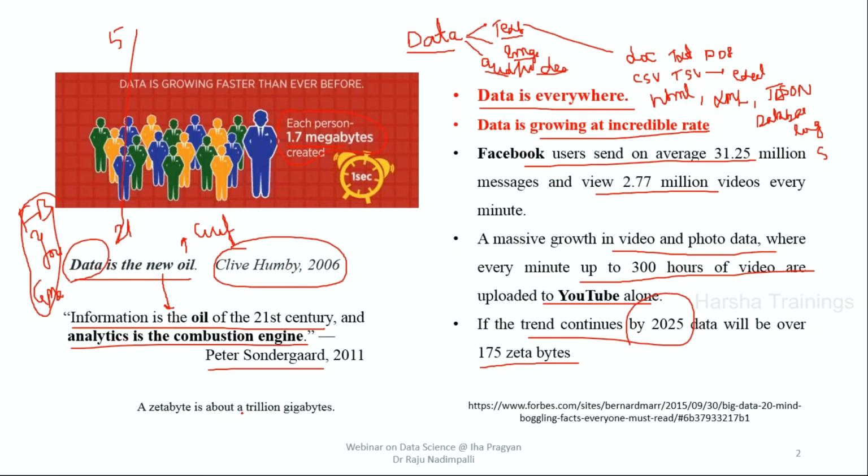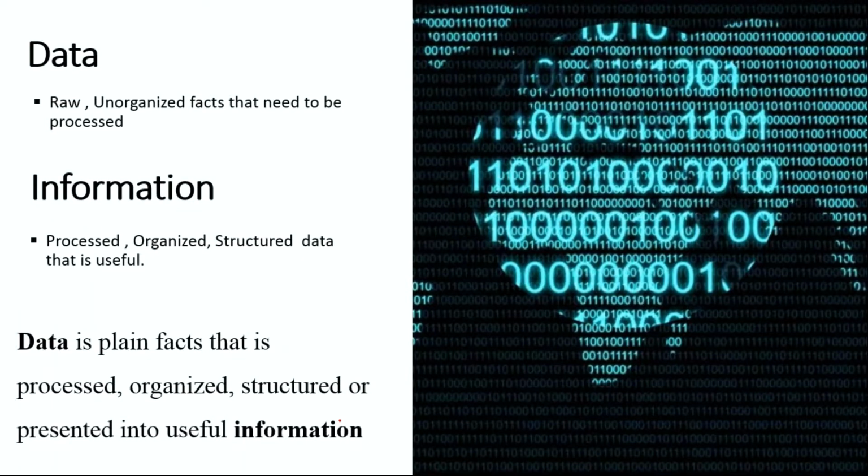Now, what is 1 zettabyte? 1 zettabyte is equal to a trillion gigabytes. This is what happens with data in 2 minutes. Basically, the data is available in the form of raw data. That means it is not in a processed format. That is also called unorganized facts.